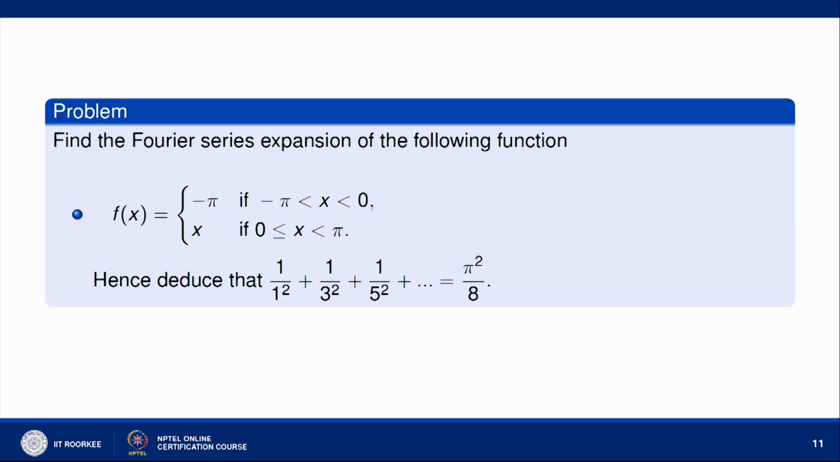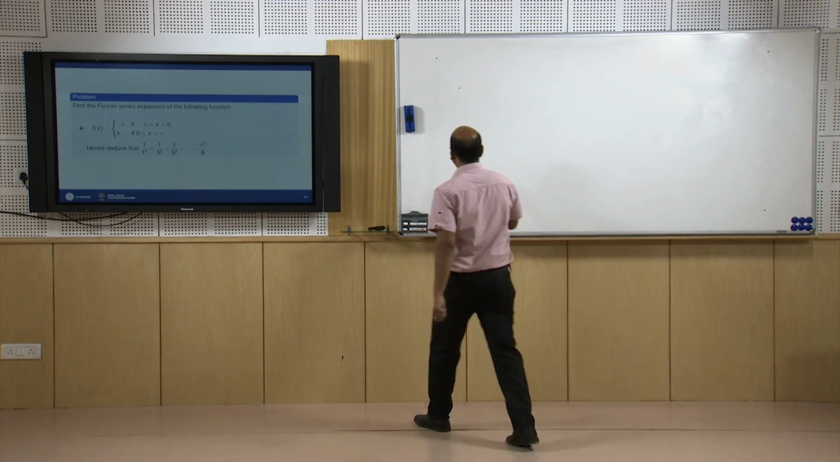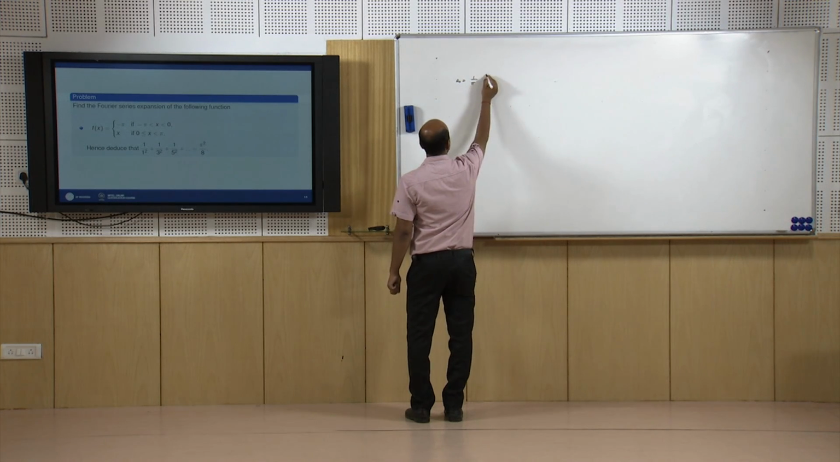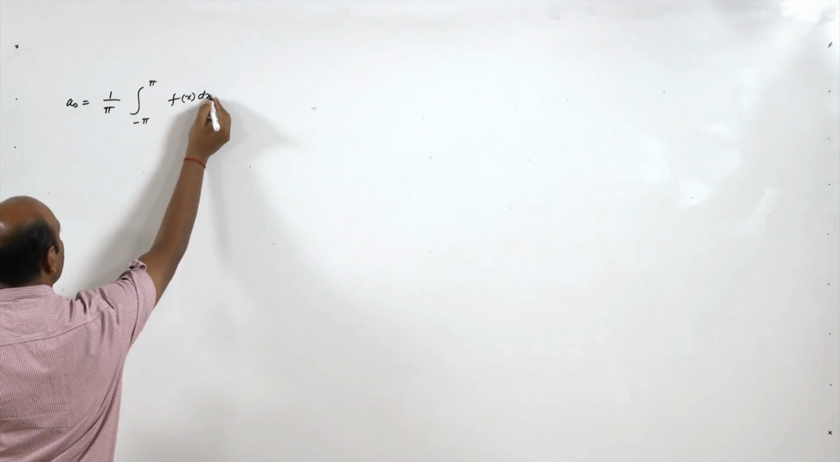Okay. So, we will solve the problem in the usual way as we did earlier to find the Fourier series expansion of this function. The function is periodic, we assume here it is periodic of period 2 pi. The function is defined from minus pi to plus pi, but it is periodic with period 2 pi. Okay. So, let us find a naught first. What will be a naught? A naught will be 1 by pi integral from minus pi to plus pi f(x) dx by the definition.